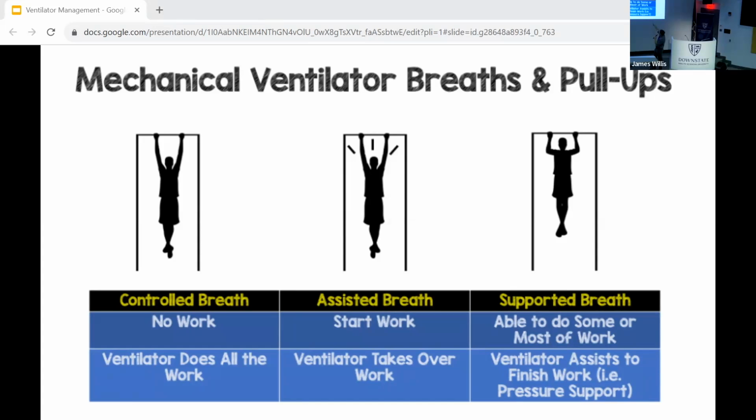The supported breath, patient's much stronger, right? This is at the end of their course in the ICU where we're talking about doing spontaneous breathing trials. They initiate the breath. They do almost all of the work. They get a little bit of support. That's that gym device where you're doing pull-ups on the whatchamacallit.